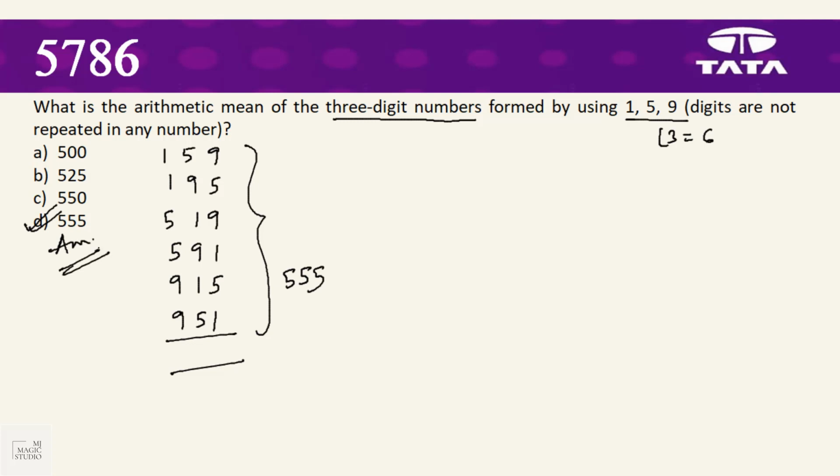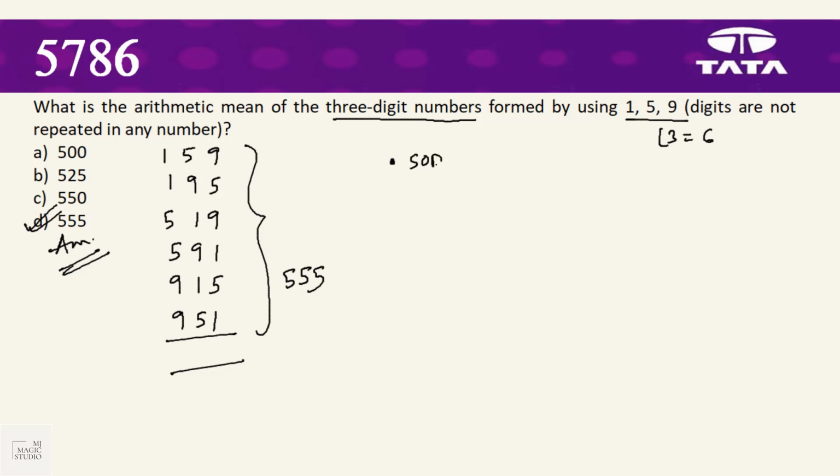Or we can use one traditional method. Suppose 3 digits are not given. Suppose 4 digits are given. Then factorial 4 would be 24. It won't be that easy to write all the 24 numbers, frame them and then add up. So we use a special short technique, and it is just a 2-step technique.